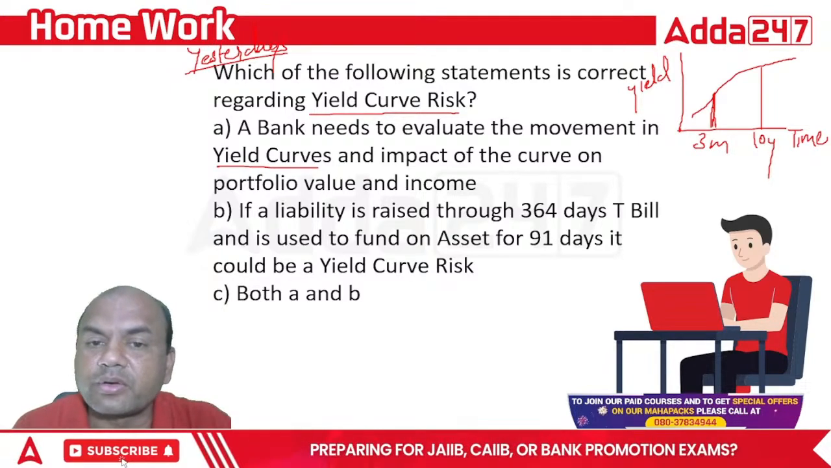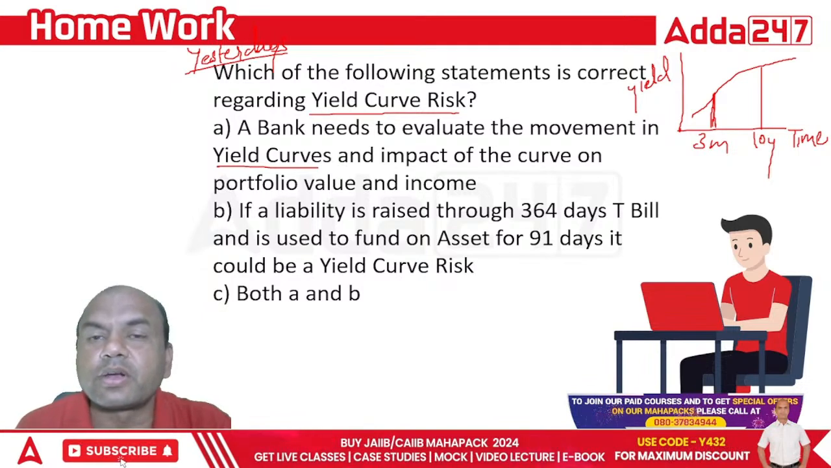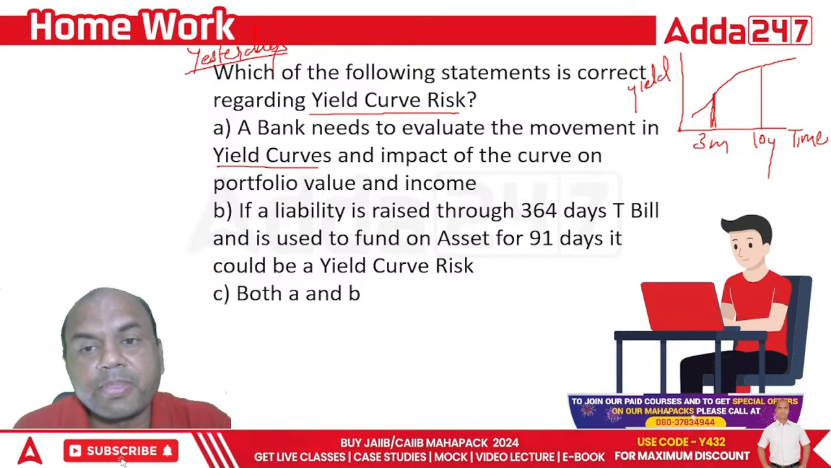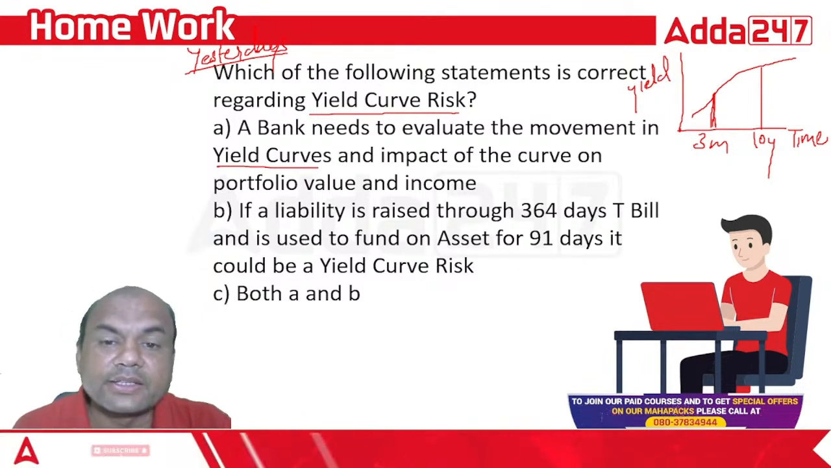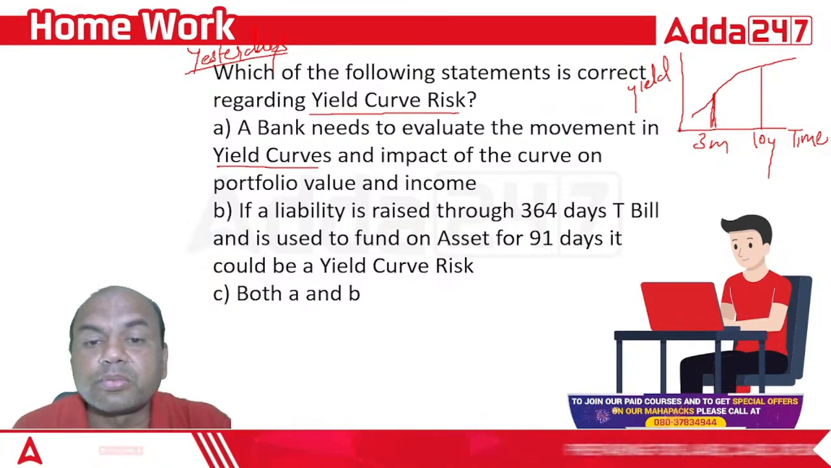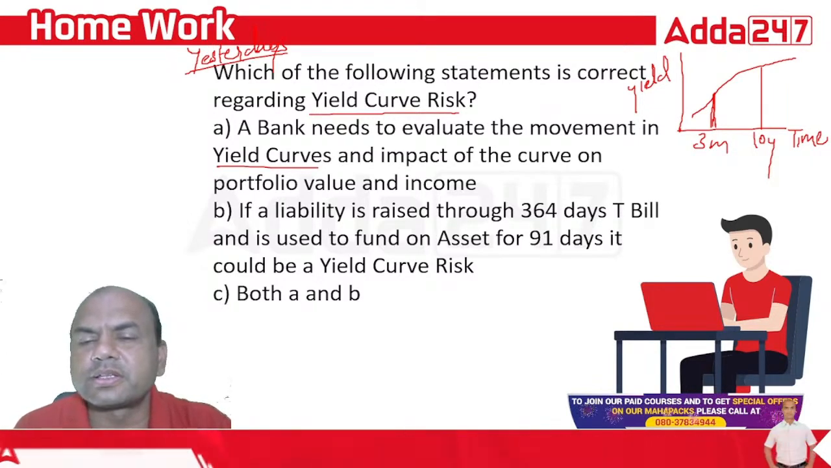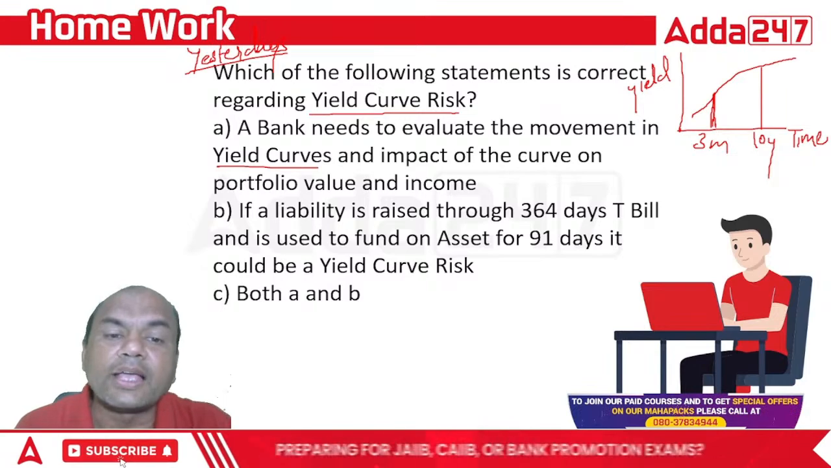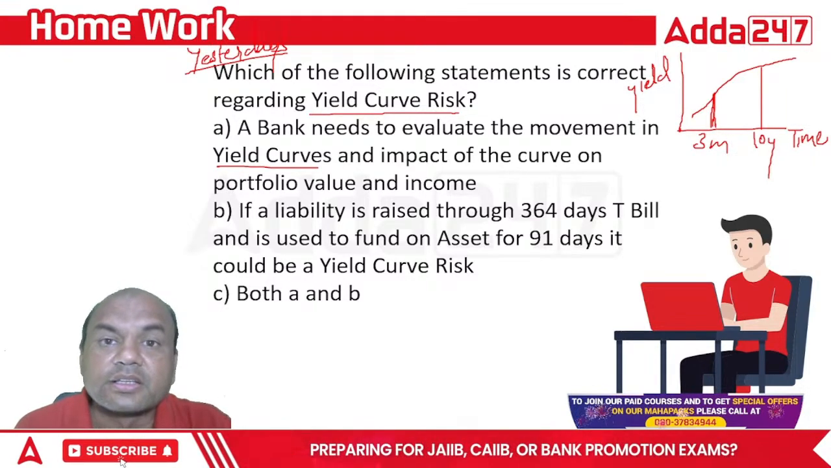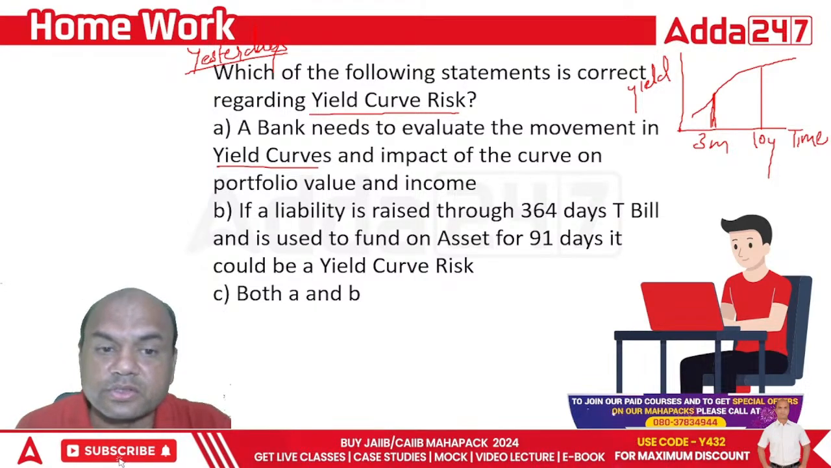So what is this yield curve risk? If it goes down, then what? If it goes up, then what? If it goes curved, then what? A bank needs to evaluate the movement in the yield curves and impact on the portfolio and the income. Obviously the bank needs to check this, because as the yield curve changes, the bank's income and earning also change, profit and loss also change.